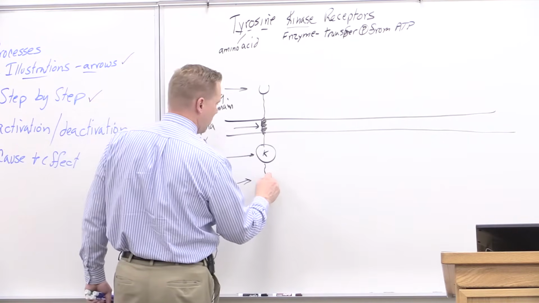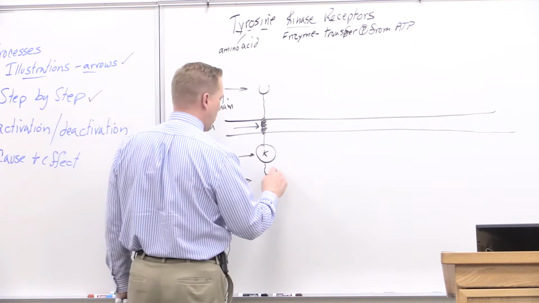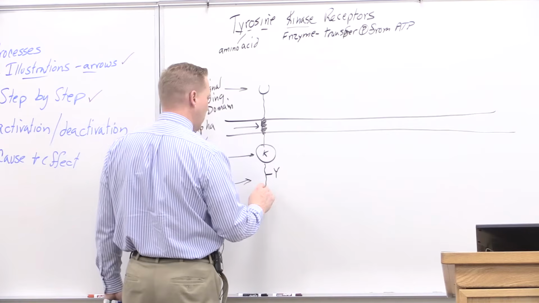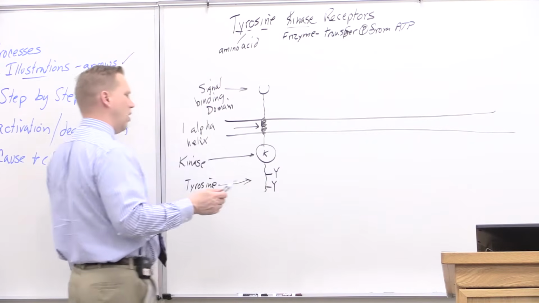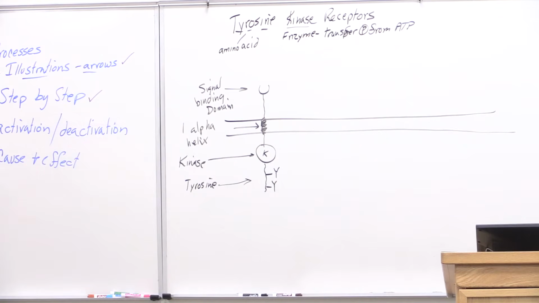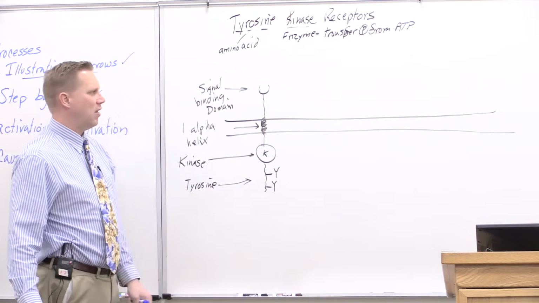The letter that represents tyrosine in the amino acid alphabet is Y. So I'm just going to put some bonds off here with the letter Y. And so that represents the tyrosines that are on that protein. And so this would be one tyrosine kinase receptor.